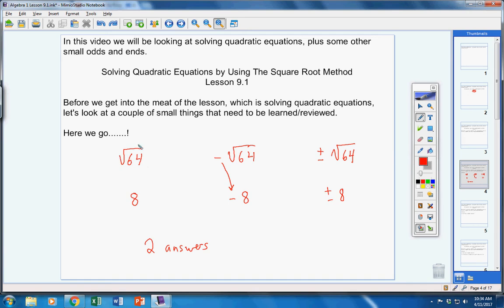So, if you're given this problem, your answer is positive 8. If you're given this problem, the answer is negative 8. And if you're given this problem, your answer is positive negative 8. Or for any square root, that's true, even if it's a decimal.